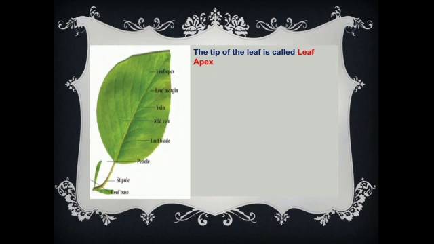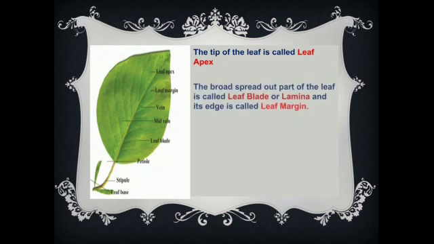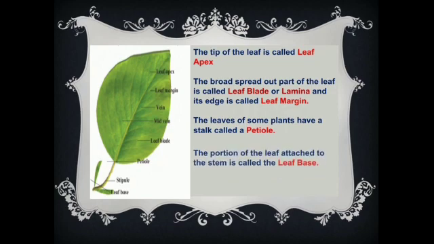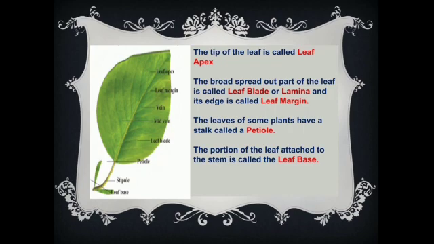Let us see. The tip of the leaf is called leaf apex. The broad spread out part of the leaf is called leaf blade or lamina and its edge is called leaf margin. The portion of the leaf attached to the stem is called leaf base. Small leaf-like structures present near the leaf base are called stipules.